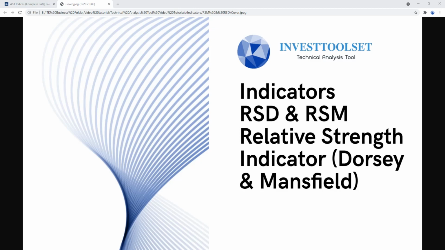Last thing I want to mention is don't confuse yourself with another indicator, which is RSI. That one is a totally different type of indicator than these two. We have another video dedicated to the RSI indicator, but these two are true relative strength comparison indicators. Okay, let's go straight into the application.